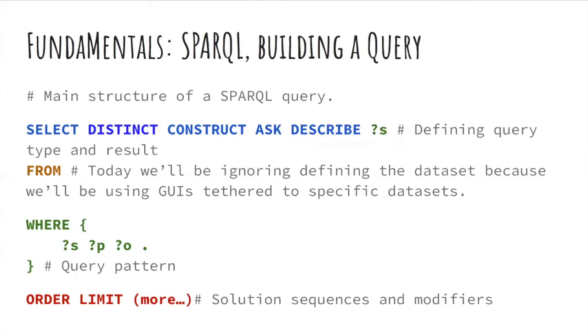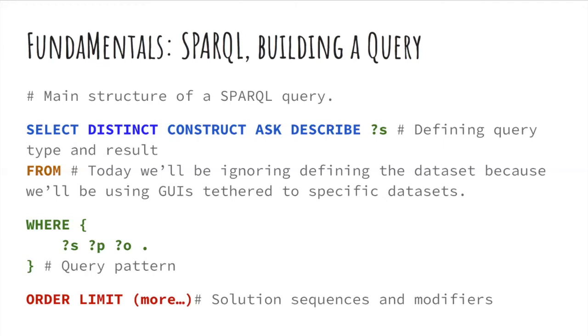The orange section here we're going to skip, and that's really because the SPARQL endpoints and the graphical interfaces that we're using are connected to particular datasets, so they've already made a determination which dataset we are going to run this query against.